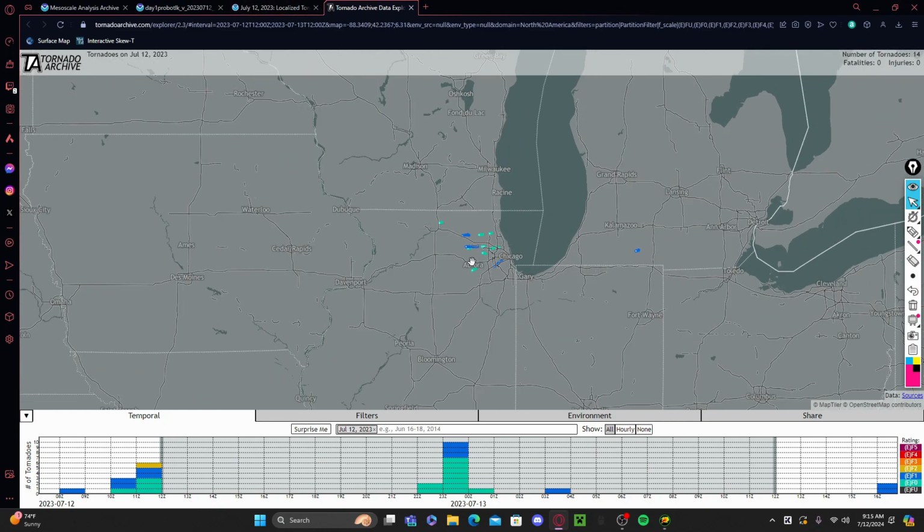Not much else to look at, though. Again, it is archive data. I couldn't find any radiosonde soundings or SPC products or anything, but that's about what I could get.